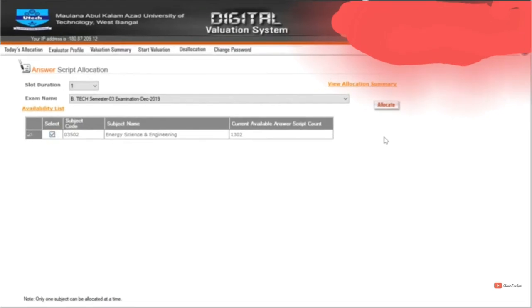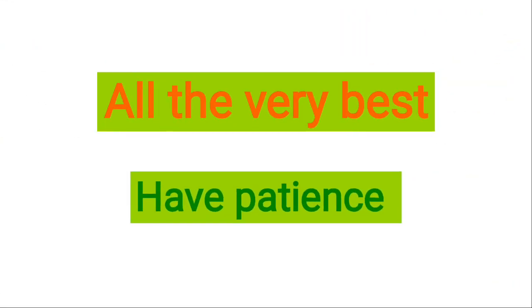Coronavirus is taking a toll on us, and I would like to ask you people: stay at home, stay safe, and save yourself, save your family, save humankind. All the very best. Have patience. It will pay you.